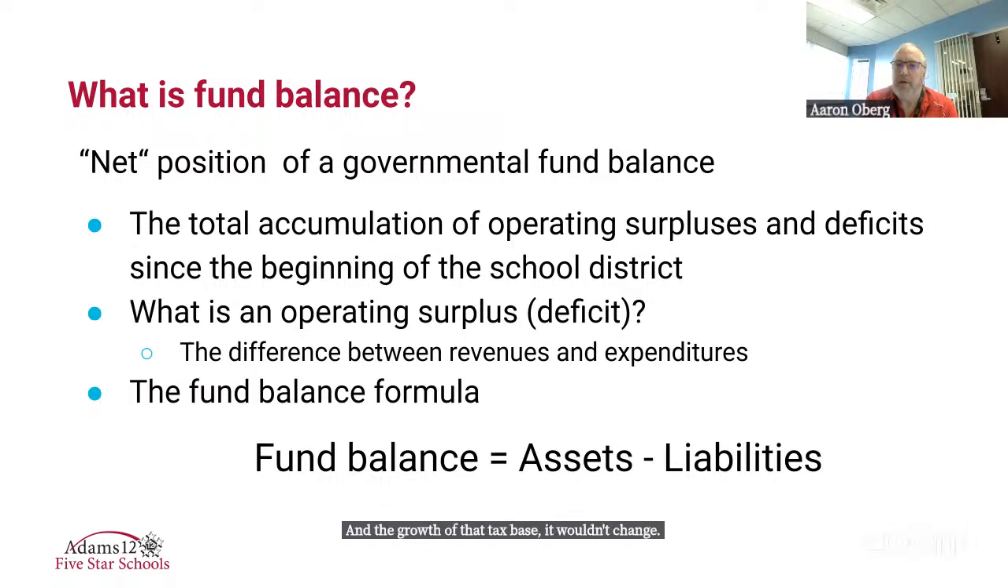And all of our mill levies are fixed mill. One does grow by inflation, the others do not. So half of the mill grows by inflation, and then the others do not.